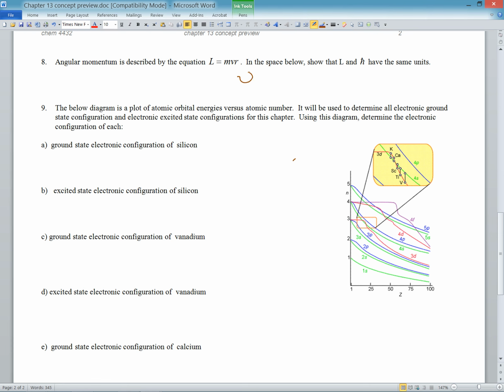And r should be in, radius will be in meters. Yep. So figure out what those standard metric units are. H bar, see what its standard metric units are. They should work out to be the same thing. So Planck's constant has units of angular momentum, if you can show it.